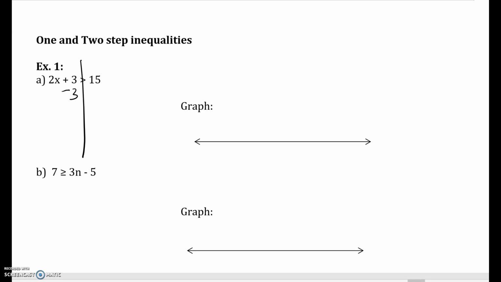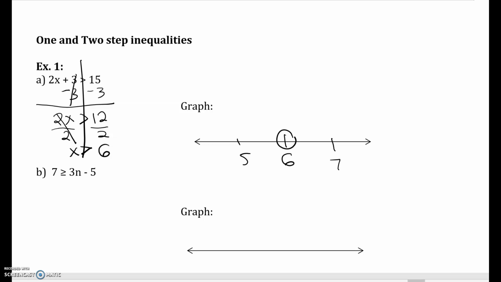So I'm going to subtract 3 from both sides, which crosses this out. I'm left with 2x. I bring down my greater than sign. It's greater than 12. And then 2 times x is greater than 12. I divide by 2 to cancel the 2. And I'm left with x is greater than 6. Okay, I put the 6 on my number line. Go ahead and put the 5 and 7. And then I'm going to have an open circle to the right.